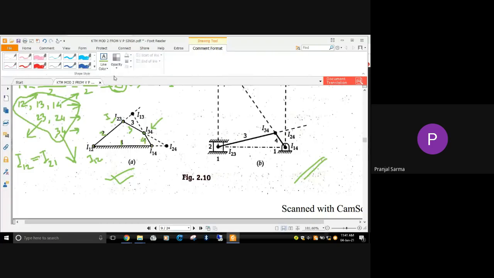So what are left? I13 is still hiding, and I24 is also hiding. The other four we have located. Now I13 and I24, they are hiding.